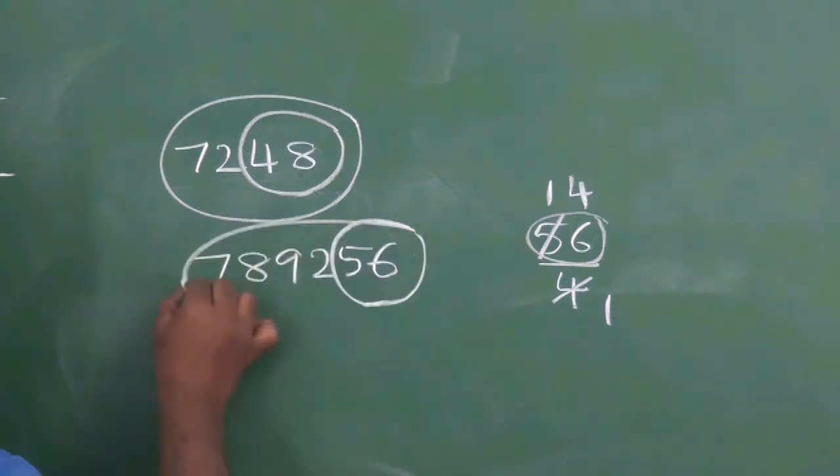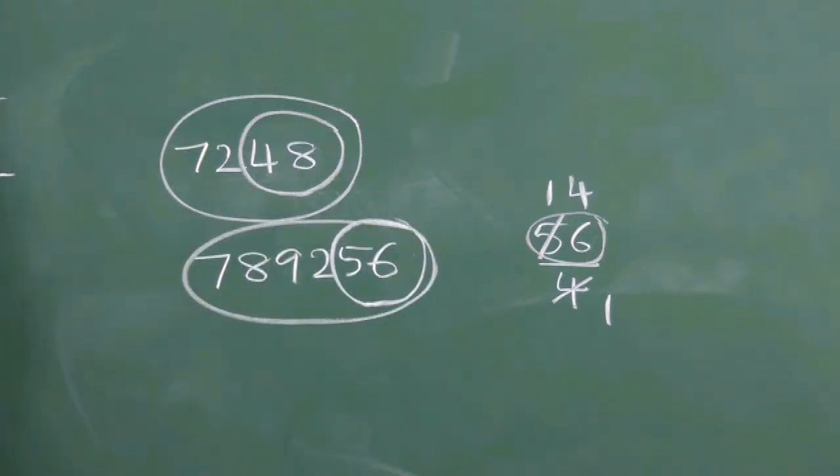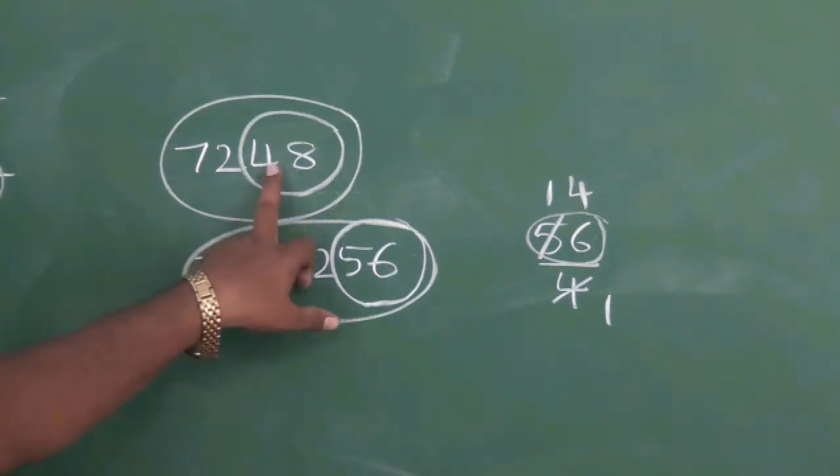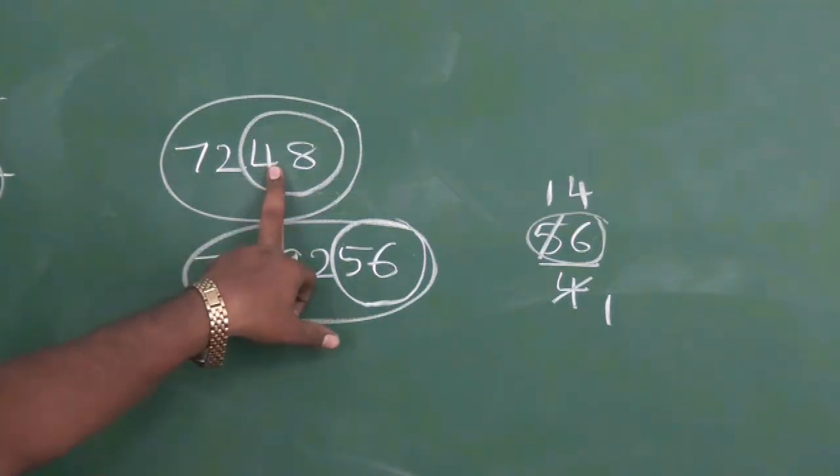Therefore, this entire number is divisible by 4. Therefore, what is the condition for the divisibility rule of 4? The last 2 digits of a number must be divisible by 4.